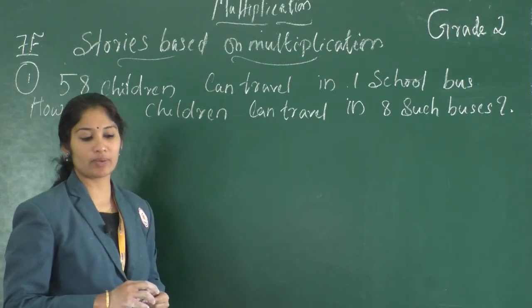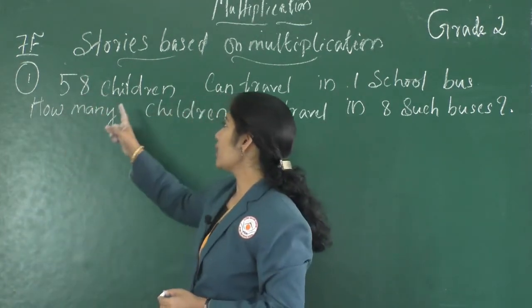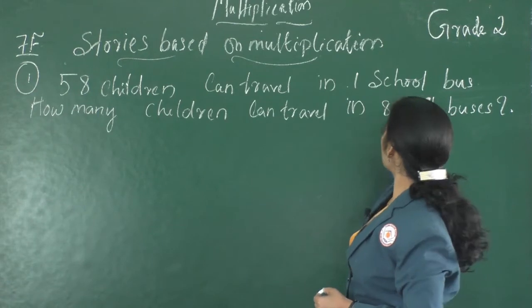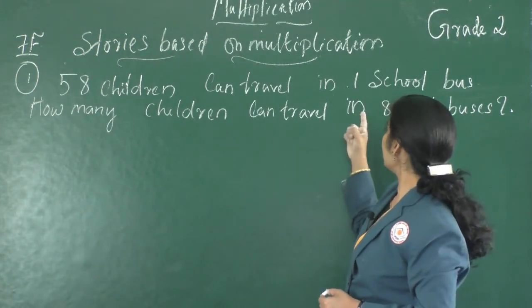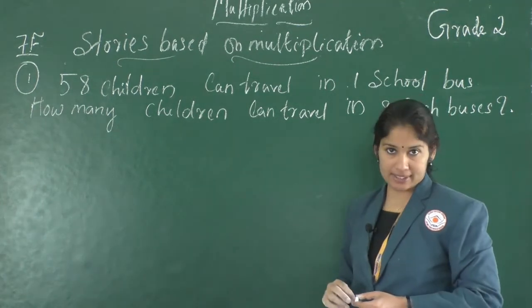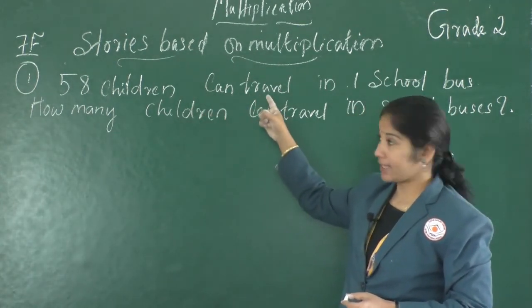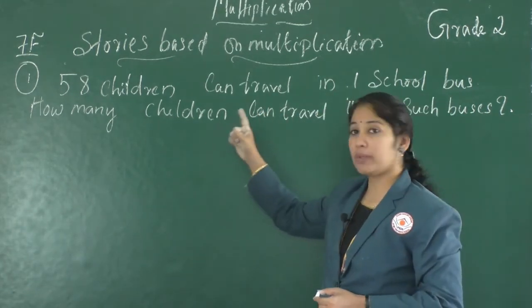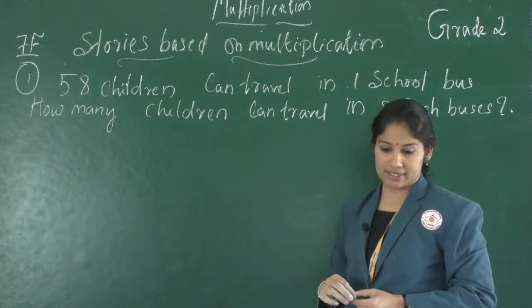Children, our next topic is stories based on multiplication. We'll take an example from the textbook, exercise 7F, the first question. 58 children can travel in one school bus. How many can travel in 8 such buses? I'll repeat, 58 children can travel in one school bus. How many children can travel in 8 such buses?